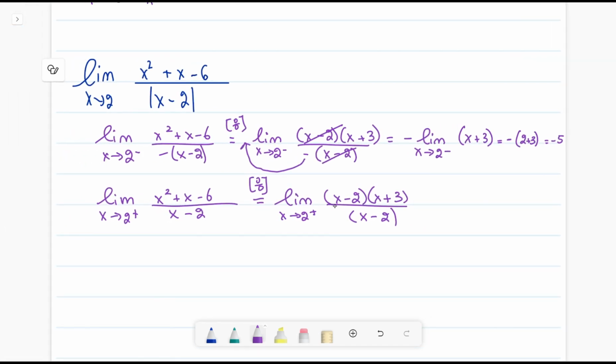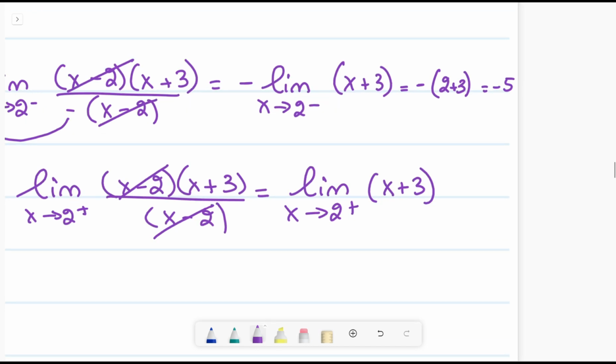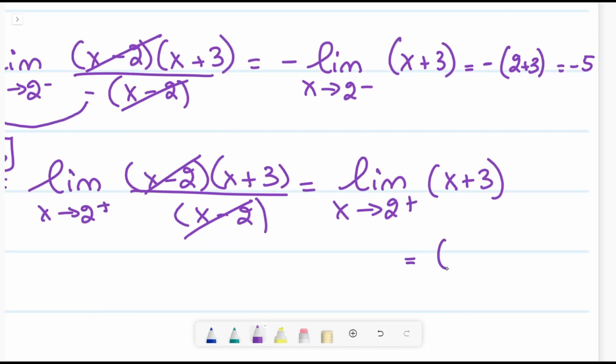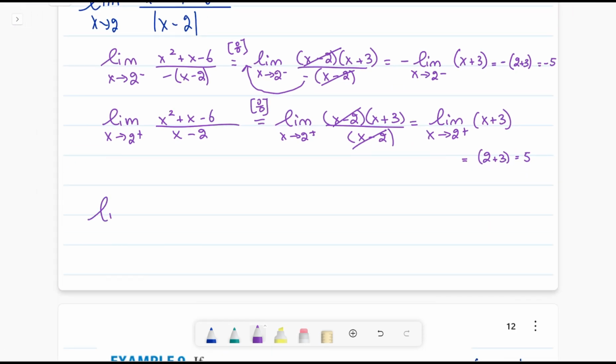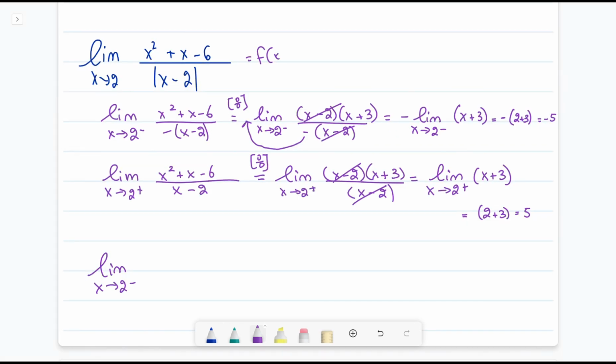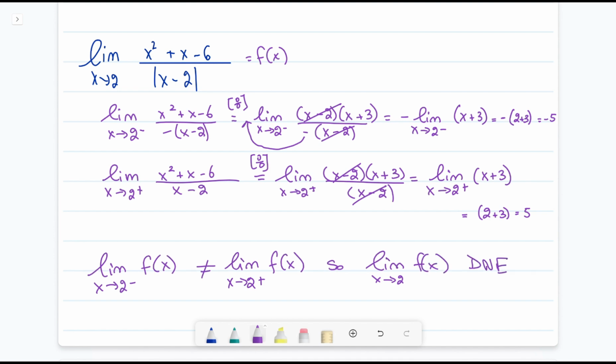Now for the right-hand side, we can cancel the x minus 2. This gives us limit of x plus 3 as x approaches 2 from the right. And now we can plug in. This gives us 5. And we can notice that for the function, I will name it f of x, the left-hand sided limit is different from the right-hand sided limit. So the overall limit of f of x as x approaches 2 does not exist.